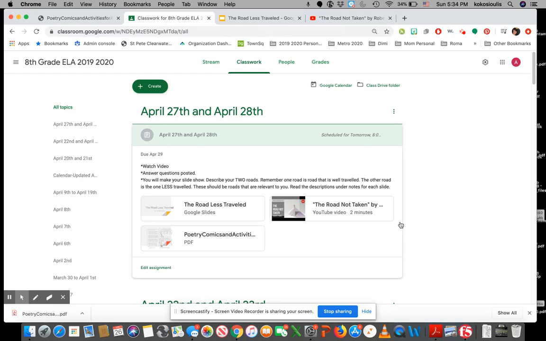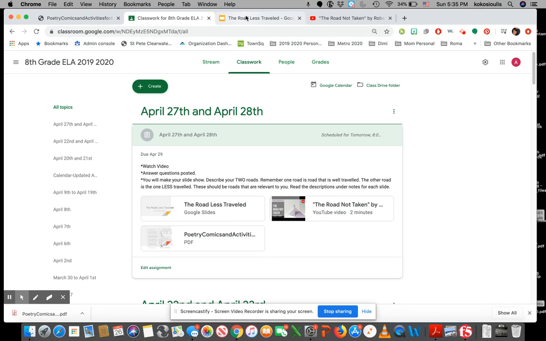Today and tomorrow, we're going to do one of the most famous poems from Robert Frost, and we're going to do just a quick activity on it. I'm assigning both days. You could finish everything today, and then you don't have anything to do tomorrow. But if you notice the instructions for April 27th and 28th, it's to watch this video. So you're already on the road. You're going to answer the questions posted and you're going to make a slideshow.